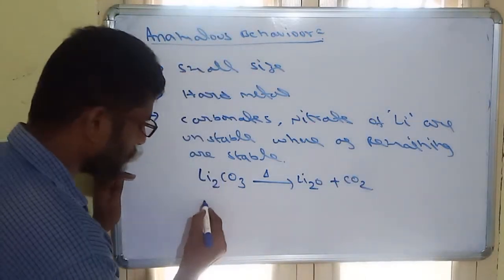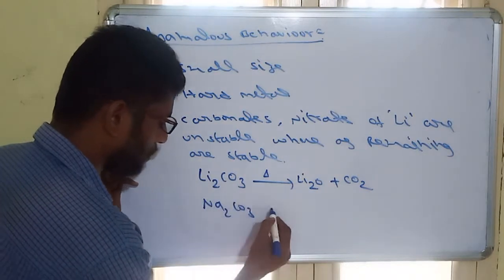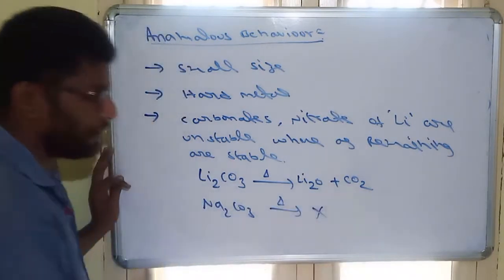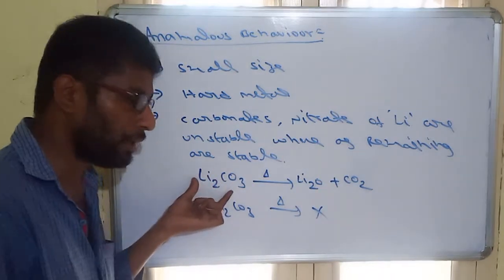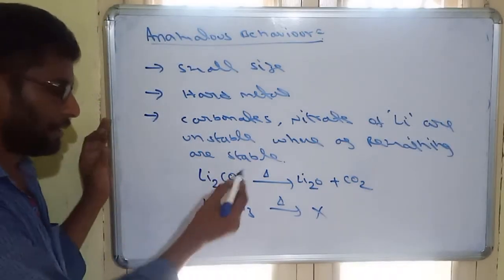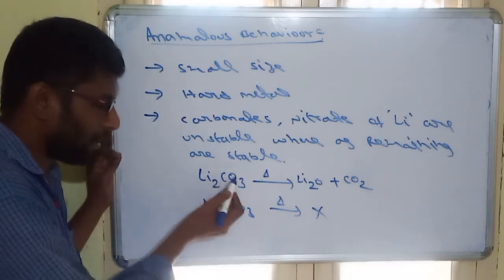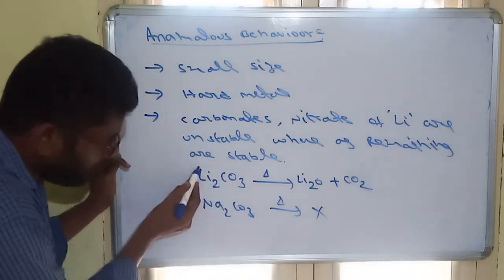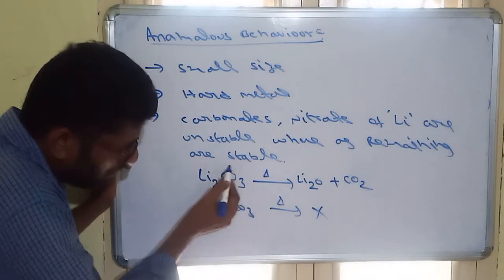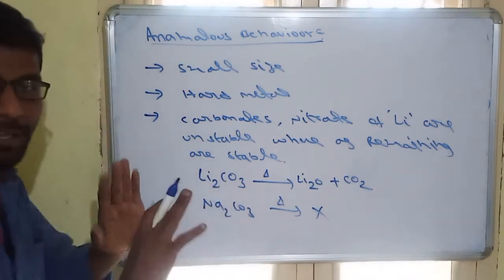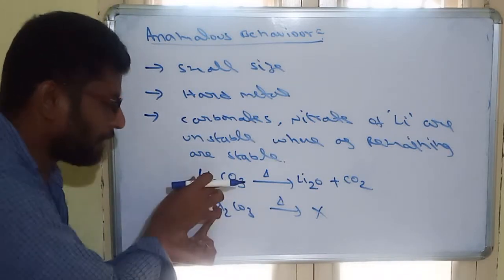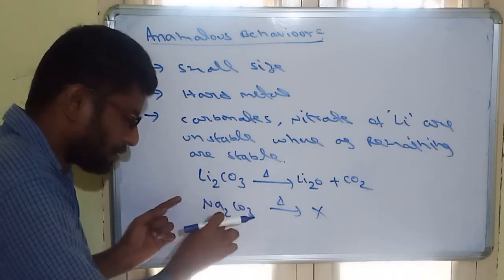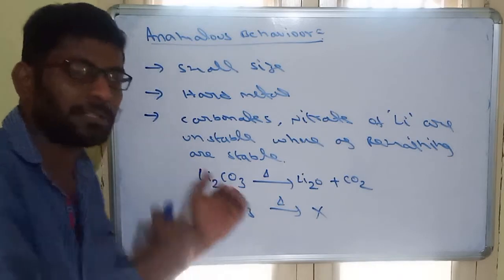But sodium carbonate or potassium carbonate on decomposition does not lose carbon dioxide. So only lithium carbonate is unstable. That is due to the size difference between lithium and the CO3. Lithium is a very small size and this is a very large anion. Between these two, the sizes do not match, so this molecule is unstable. But sodium, when compared with lithium, is bigger, and the anion is also bigger, so the sizes can be easily matched.